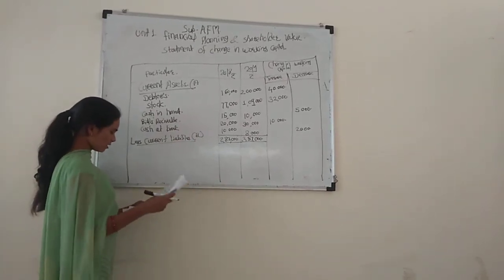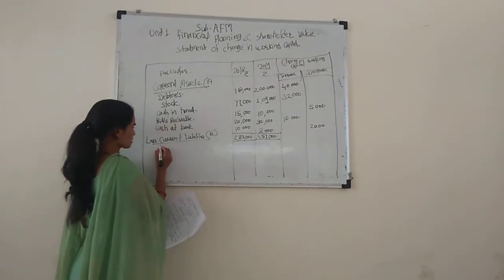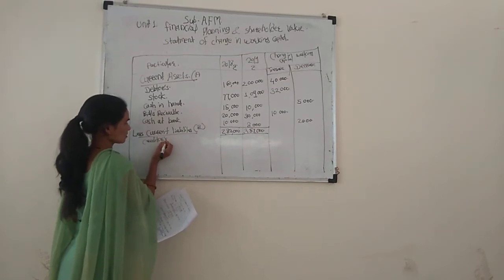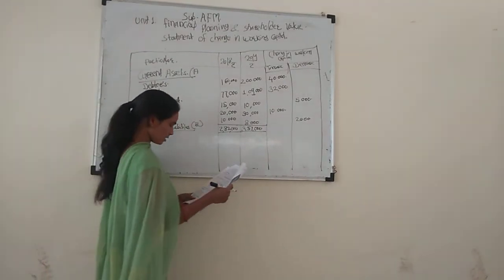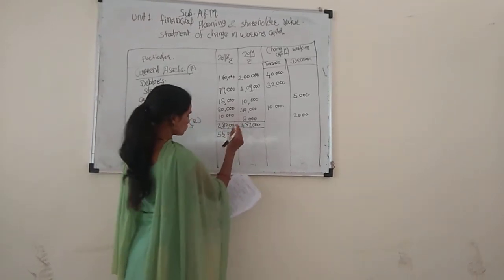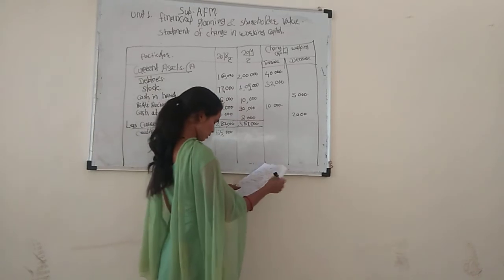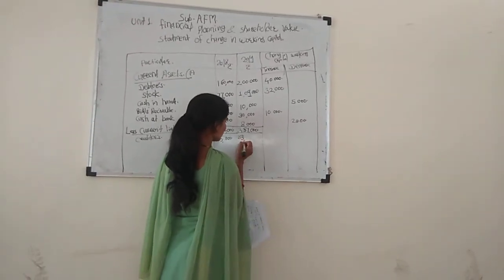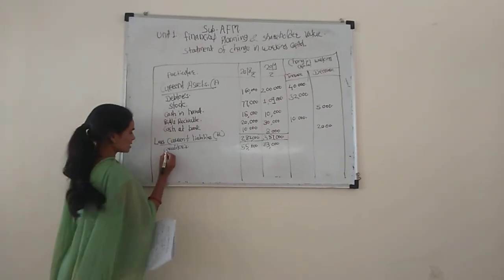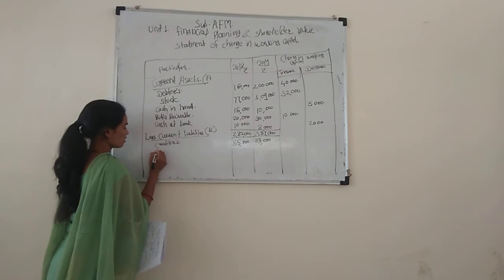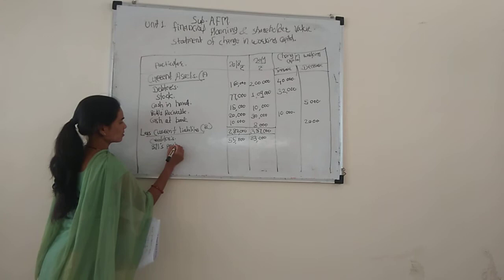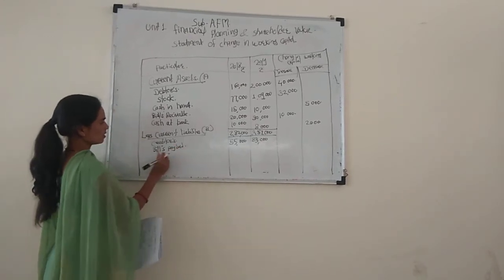Current liability: show the last year's balance sheet. Creditors in 2018 are 55,000 and in 2019 are 83,000. Next one is bills payable. Bills payable is a current liability.